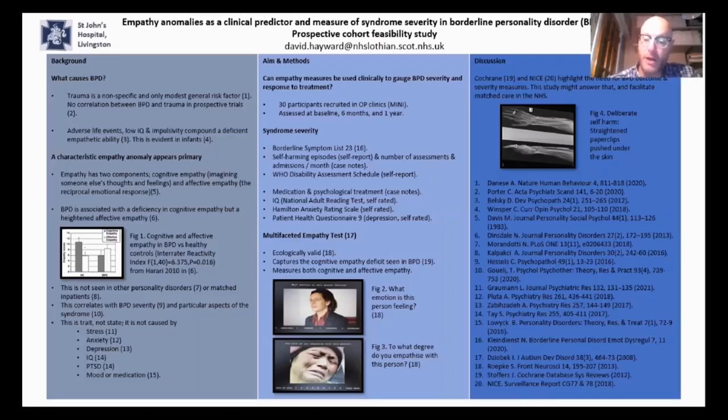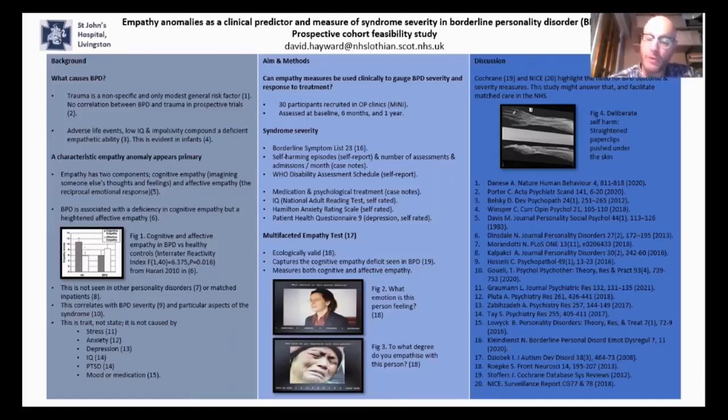The reasons why I think it is worth investigating empathy anomalies in borderline personality disorder are these. Borderline personality disorder is not caused by trauma. Rather, there is a primary empathy deficiency that is compounded by those non-specific risk factors we see in many mental disorders. Trauma is an example. There appears to be an empathy anomaly that is particular to borderline personality disorder.